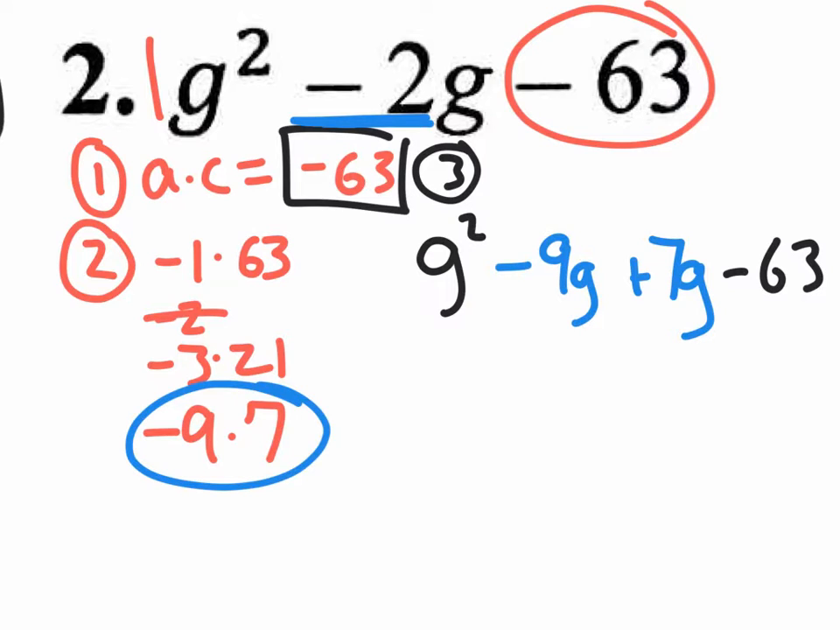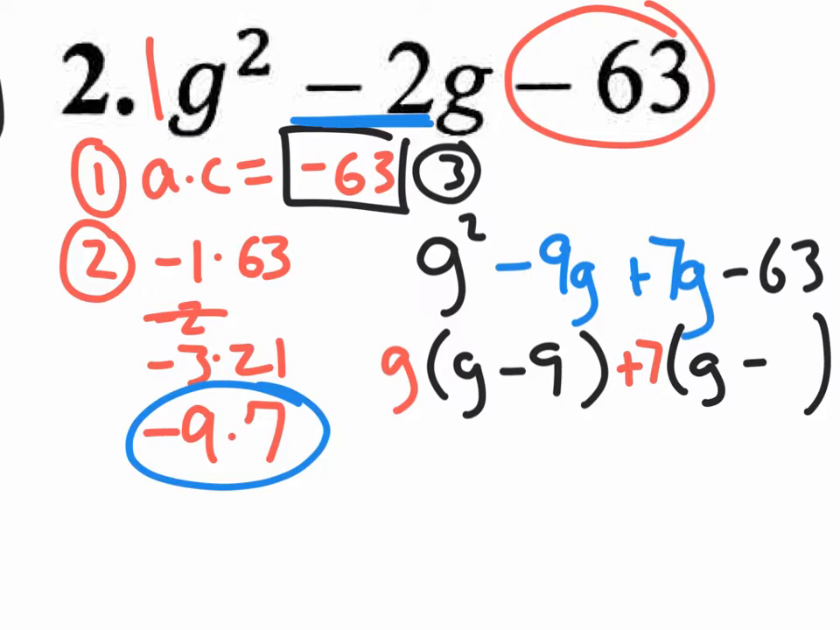If you look at your first group, what could you pull out of there? What's in common in g squared minus 9g? That would be a g. What would be left? G minus 9. And in the second group, what could you pull out of the 7g and the minus 63? You can pull out a 7. So let me pull out a positive 7. And what would be left?